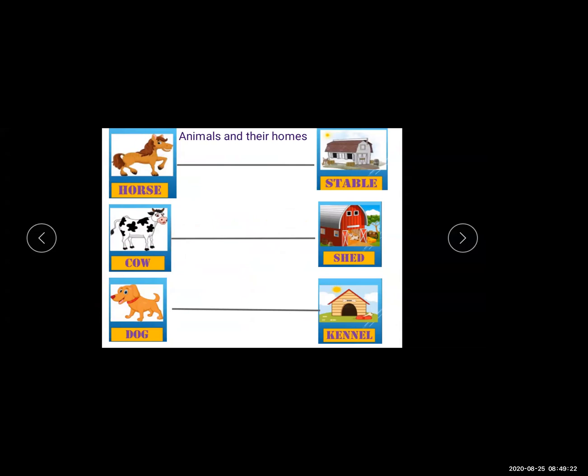Okay. Their directions are given. The lines are drawn. They have to follow.